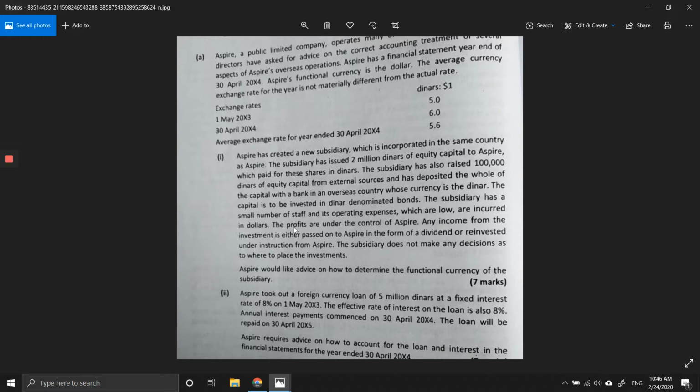The primary factors and the profit are under the control of Aspire. Any income from the investment is either passed on to Aspire in the form of dividends or reinvested under instruction from Aspire. The subsidiary does not make any decision as to where to place the investment. So there is no autonomy as well. We will need to consider that as well: autonomy and the level of transactions between them.